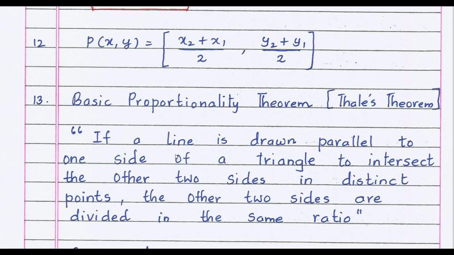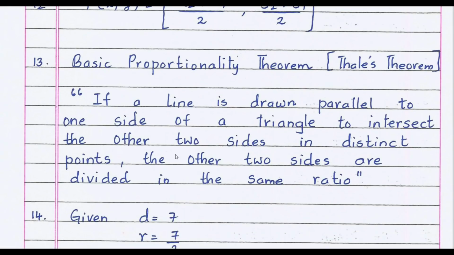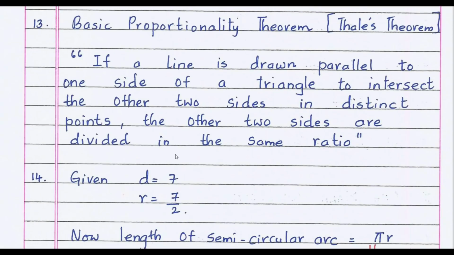State the basic proportionality theorem, that is Thales theorem. If a line is drawn parallel to one side of a triangle to intersect the other two sides in distinct points, the other two sides are divided in the same ratio.